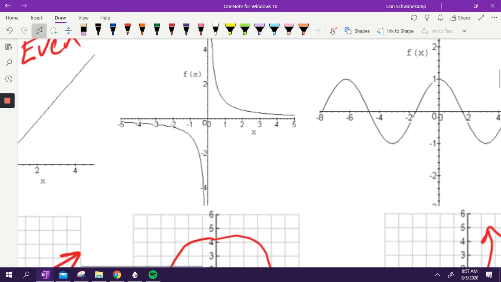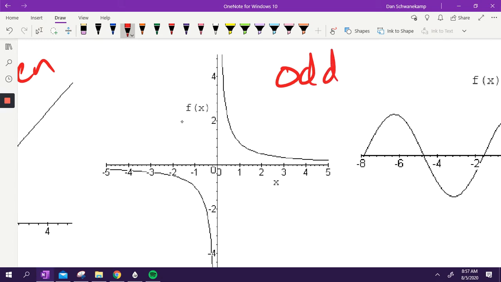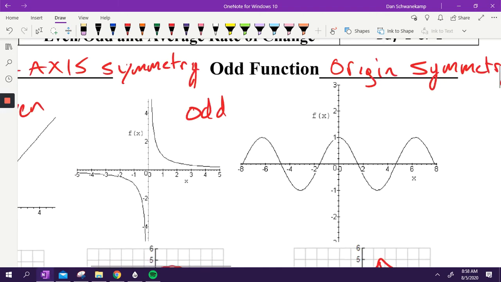Okay. My second graph here, this reciprocal graph. Show me with your fingers. 2 for even, 3 for odd, bird for neither. That thing is odd. It is an odd function. If I were to take this line right here, I could flip it up, and then I could flip it over, and it would match up. Okay. Opposite quadrants look opposite. That's an odd function. Origin symmetry.